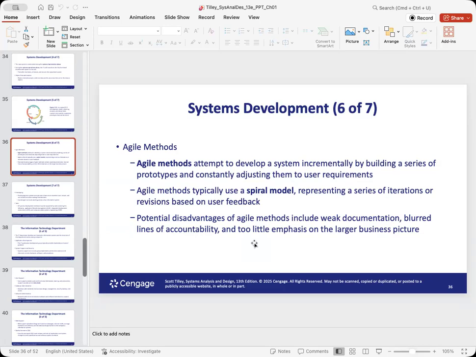Let's say, what other section would we need? Let's design a website right now. Let's use the agile methods. It says the agile methods attempt to develop a system incrementally by building a series of prototypes and constantly adjusting them to user requirements. So let's build a website right now. What will be the first thing to design or to develop?